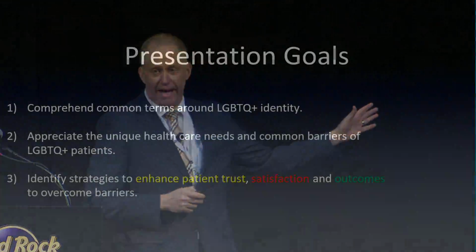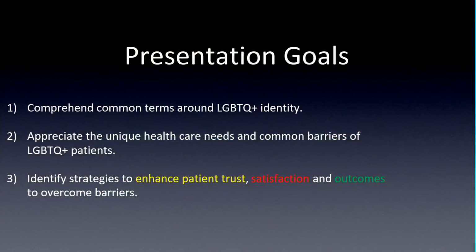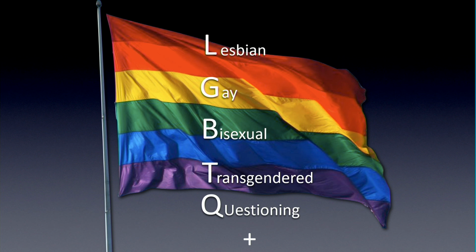So my goals today are really going to be these 3, just understanding some definitions. I'm going to go over very common definitions, but I'm also going to talk to you about some things that maybe you're not so familiar with. Talk about some unique barriers that are really preventing great care in the LGBTQ plus population, and then talk about some strategies to try to help out with improved outcome, specifically trust and then also satisfaction from our patients.